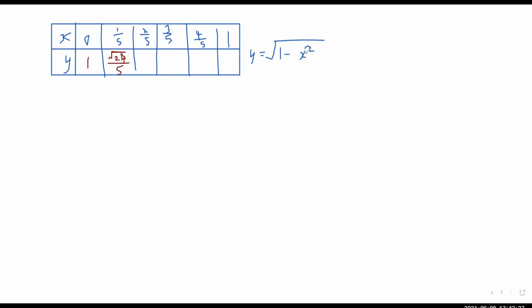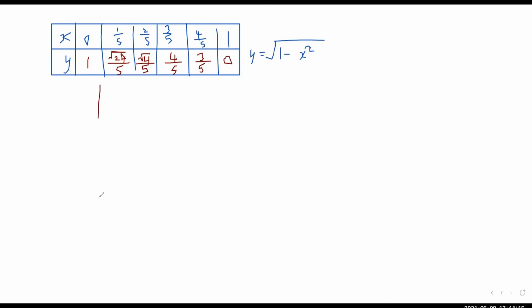When you put in 2 over 5, you get 4 over 25, since 2 squared over 5 squared is 4 over 25. 1 minus this, 25 minus 4, is 21. So that would be the square root of 21 over 5. Now notice that the numerator values are decreasing from 1 to a lesser value to a lesser value. Then when I put in 3 over 5, 3 squared is 9. 25 minus 9 is 16. The square root of 16 is 4. So this becomes 4 over 5. When I plug in 4 over 5, I would get 3 over 5. Then when I plug in 1, 1 minus 1 is 0. So now I can easily sketch that region.